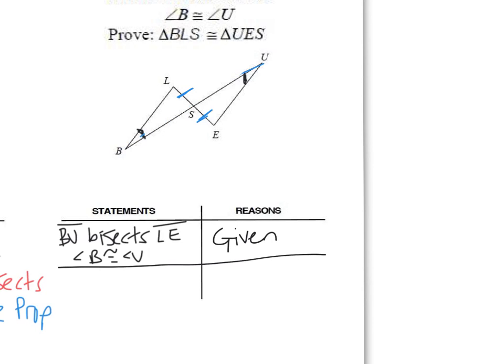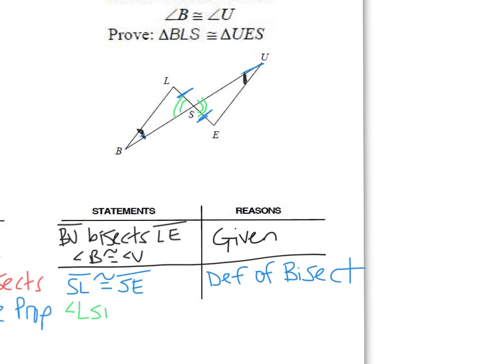We would say that SL is congruent to SE, and that is the definition of bisect. And last, I noticed that we have a pair of vertical angles in here. So I could say that angle LSB is congruent to angle ESU because they are vertical angles.